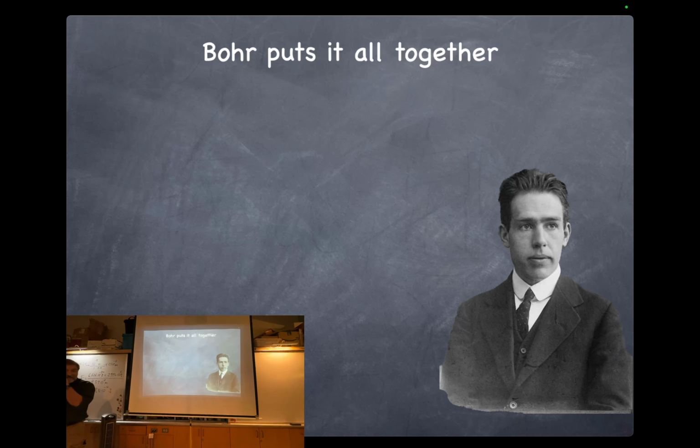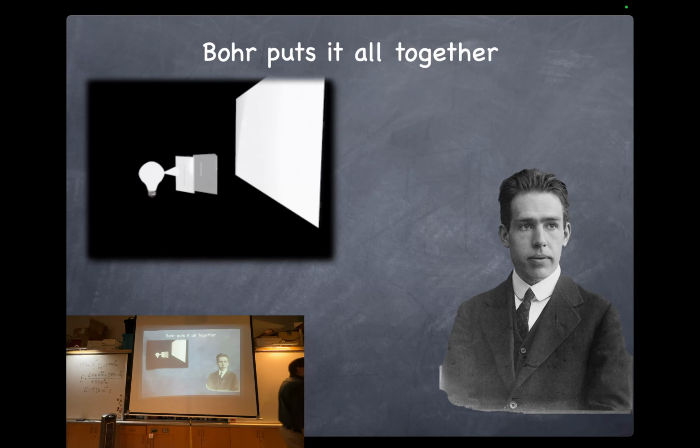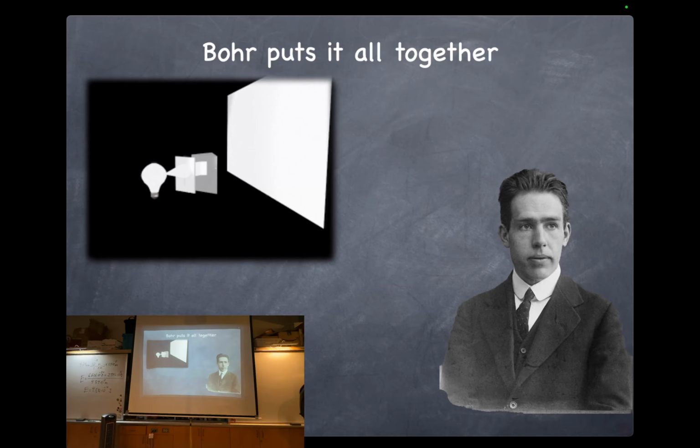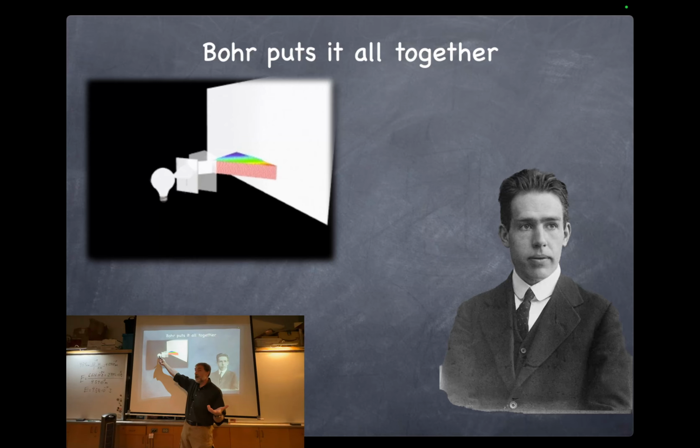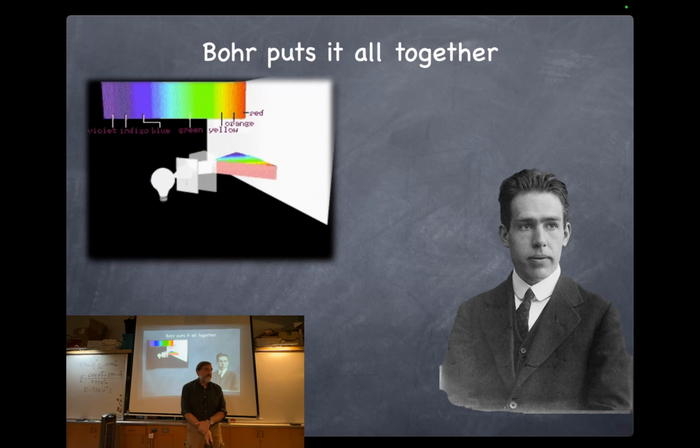A guy named Niels Bohr, a Danish chemist, is studying the results of this, what's known as spectroscopy, studying how light interacts with matter. If you take white light from a light bulb and shine it through a prism, you get this rainbow effect.